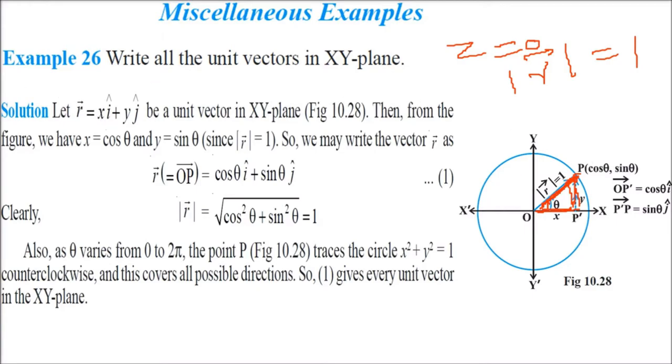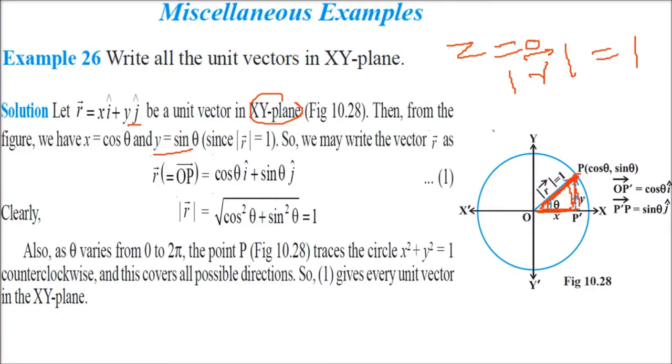So how do we write this? r will be equal to xi plus yj. So this is a unit vector in xy plane. And from the figure it's quite clear, x is 1 cos theta, y is 1 sin theta, because the magnitude of r is 1.